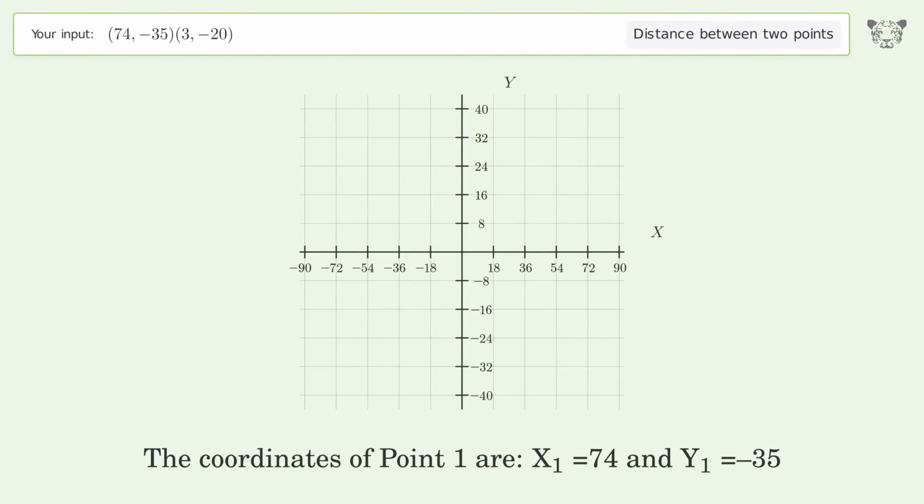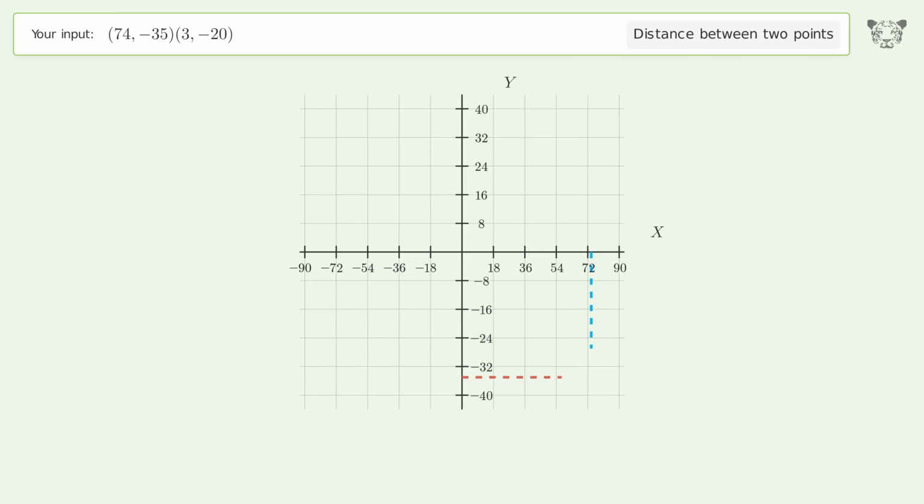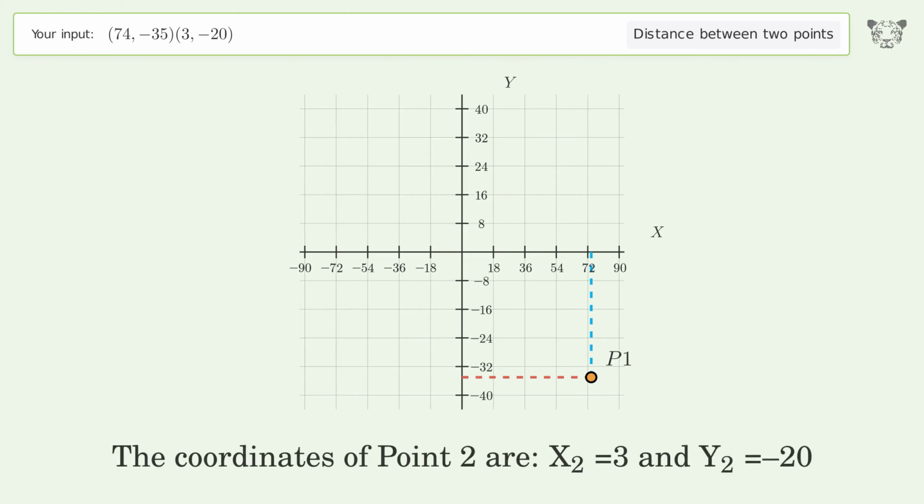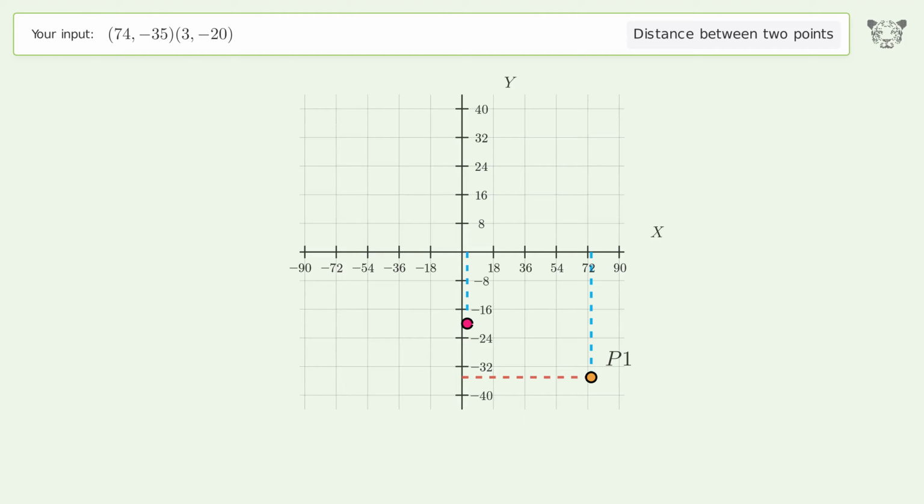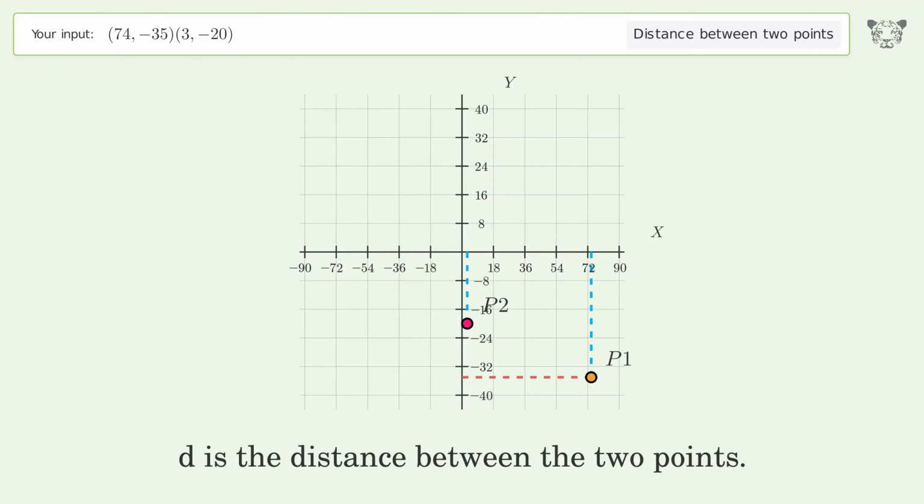The coordinates of point 1 are, x1 equals 74 and y1 equals -35. The coordinates of point 2 are, x2 equals 3 and y2 equals -20. D is the distance between the 2 points.